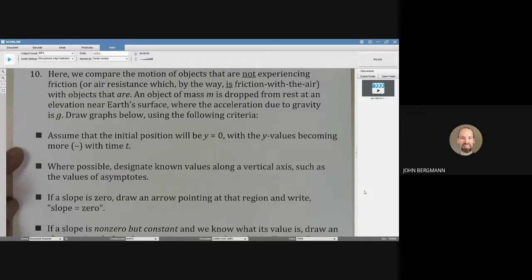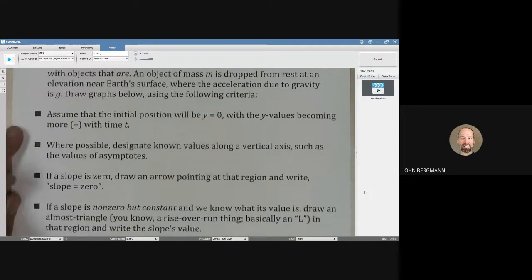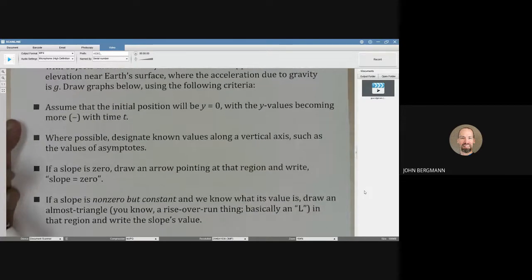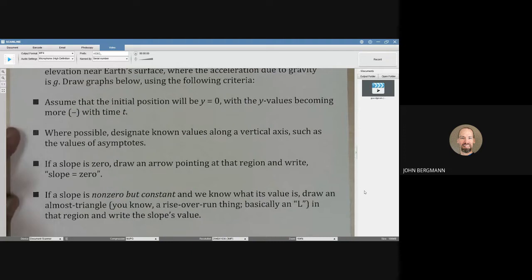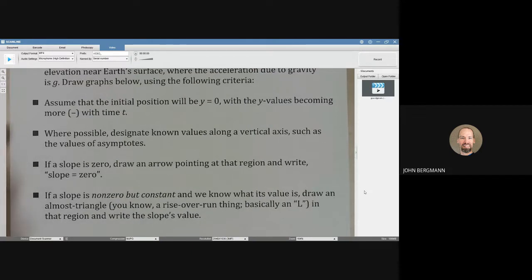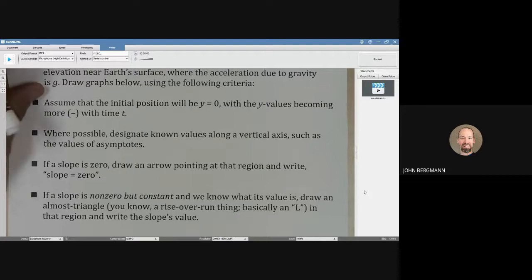If a slope is 0, draw an arrow pointing to that region and write slope equals 0. If the slope is non-zero but constant, and we know what its value is, draw an almost triangle, a rise over run thing, basically an L in that region, and write the slope's value. All right, let's get to it.